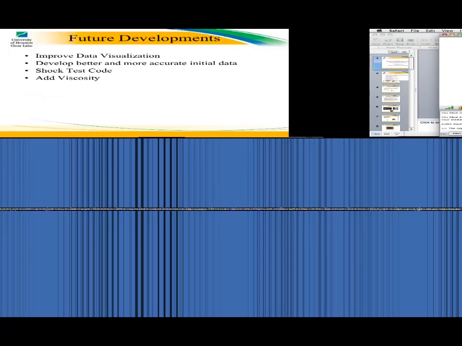In the future, we want to be able to visualize the data a little better. This is sort of a wish list item right now. Do the shock test, have better initial conditions that are more accurate, more realistic of the universe. One possibility is adding viscosity, and this also includes magnetic resistance too. There's a way of doing this by essentially just modifying the stress energy tensor. So that's it.